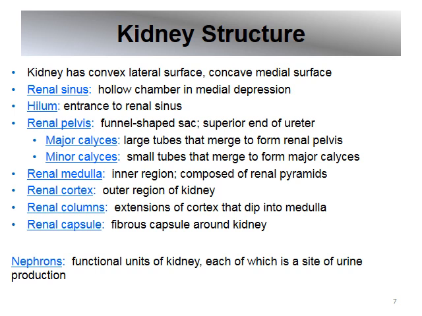The renal medulla is going to be the inner region of the kidney. It's composed of the renal pyramids. The renal cortex is the outer region of the kidney. The renal columns are what would be considered extensions of the cortex that dip into the medulla. And then the renal capsule is going to be the fibrous capsule around the kidney. In the kidney, the nephrons are your functional unit, each of which is where we are going to filter the blood, create urine, reabsorb anything we need, and then eventually send it down to the bladder.